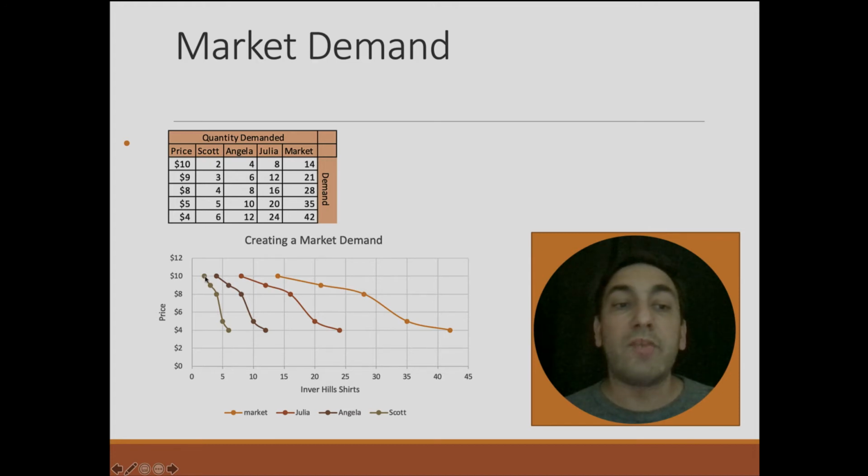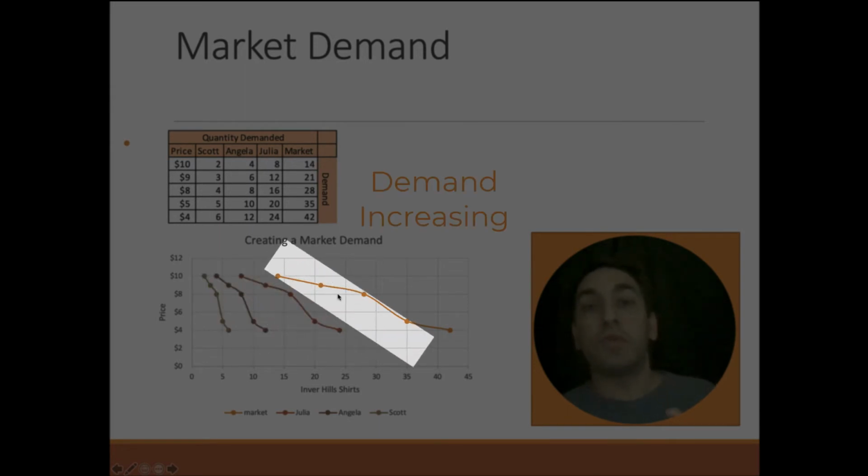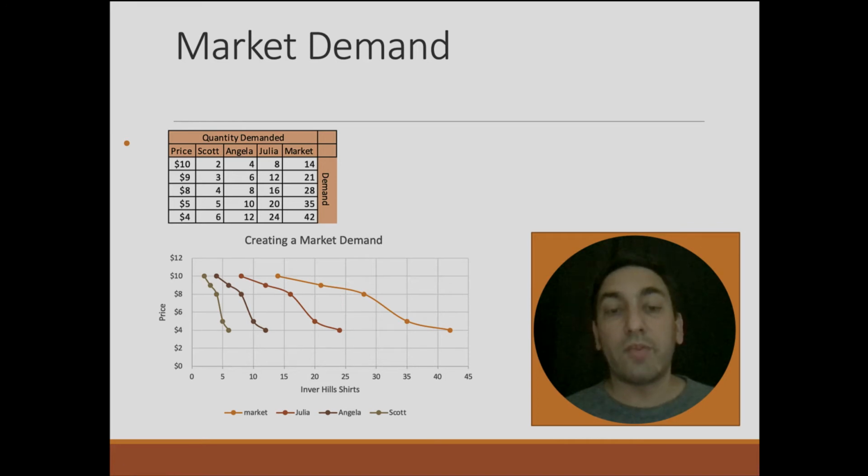And the market is the horizontal summation at any given price. So at $10, you have 2 from Scott, 4 for Angela, and 8 for Julia. 2 plus 4 plus 8 equals 14. So as we move to the right, our demand is increasing. As we move to the left, our demand is decreasing.